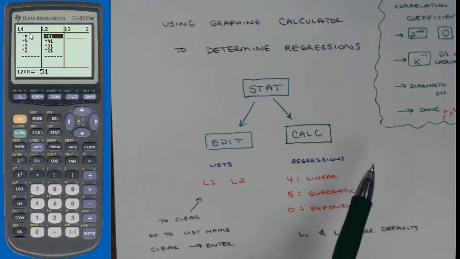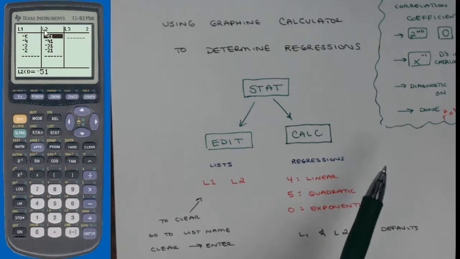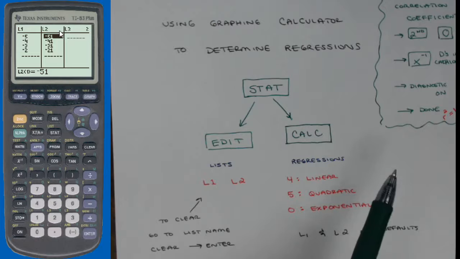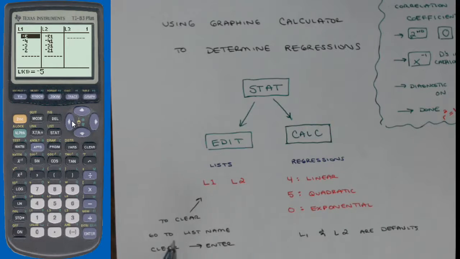And we want to use list 1 and list 2 in all of these. If you get a little more proficient with this process, there are other lists here, you can even create your own lists. But let's keep it basic and just use list 1 and list 2. Notice to clear a list, go to the list name and hit clear enter. So that's what I'm going to do here. I'm going to go into this list name, hit clear enter, and go over to my other list name and hit clear enter.